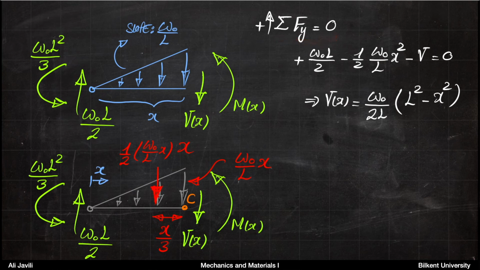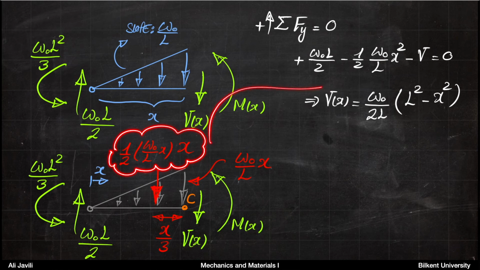You write the equilibrium of forces in the y direction. Now W0 L divided by 2 comes with a plus sign because it's upwards, and we assume upwards is positive. The equivalent force is downward, so it comes with a minus. And then the shear force is downwards, it comes with a minus. So if you reorder the terms, this would be the shear force function. So shear force V as a function of x is W0 divided by 2L, L squared minus x squared.